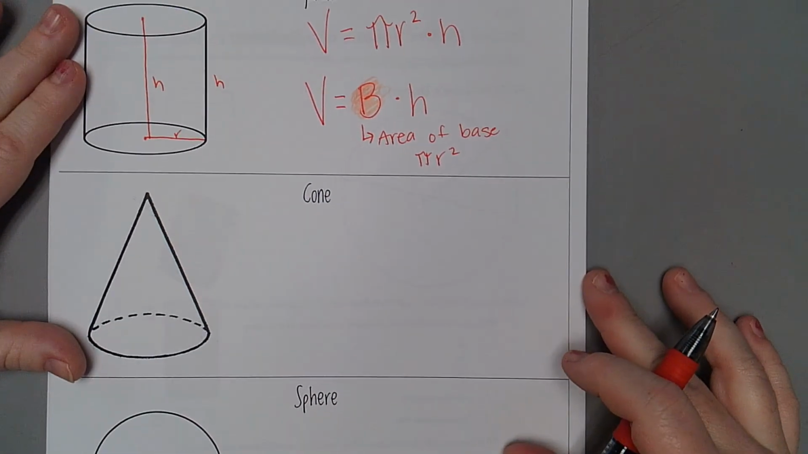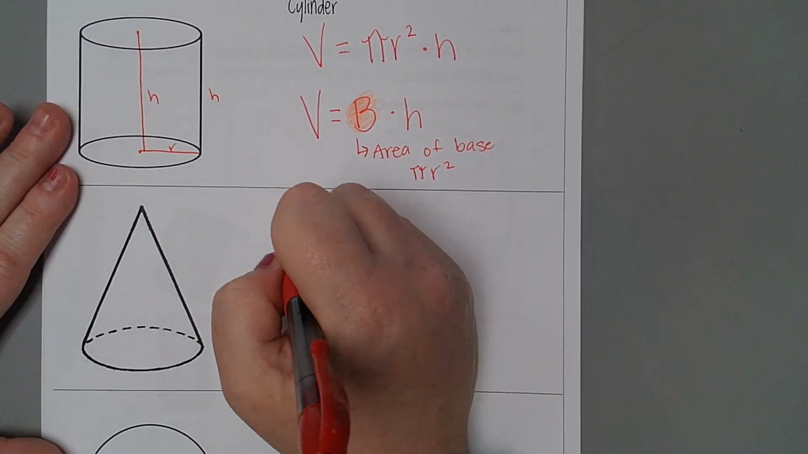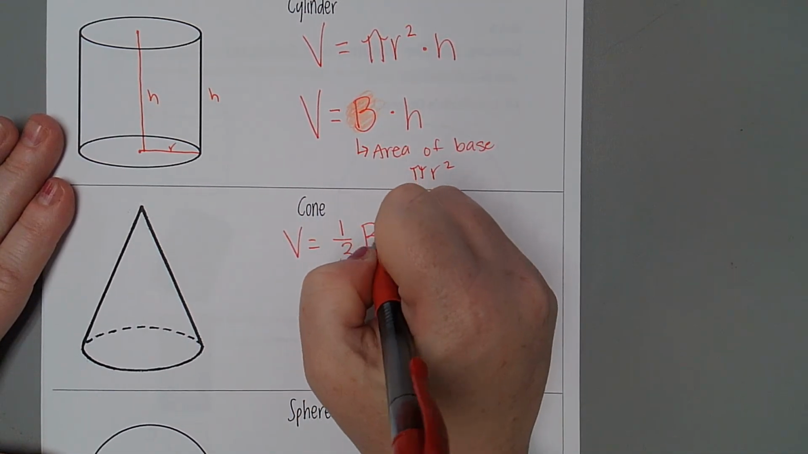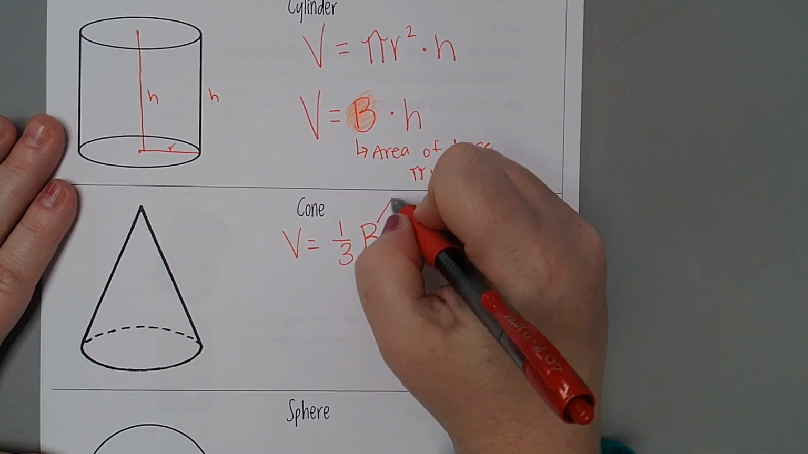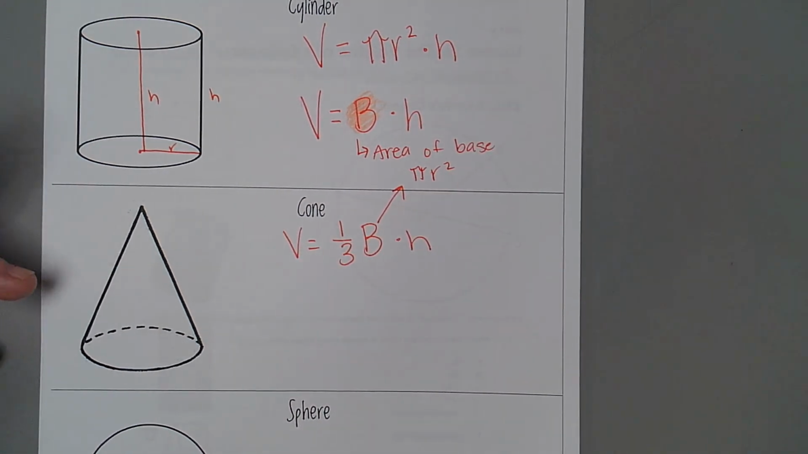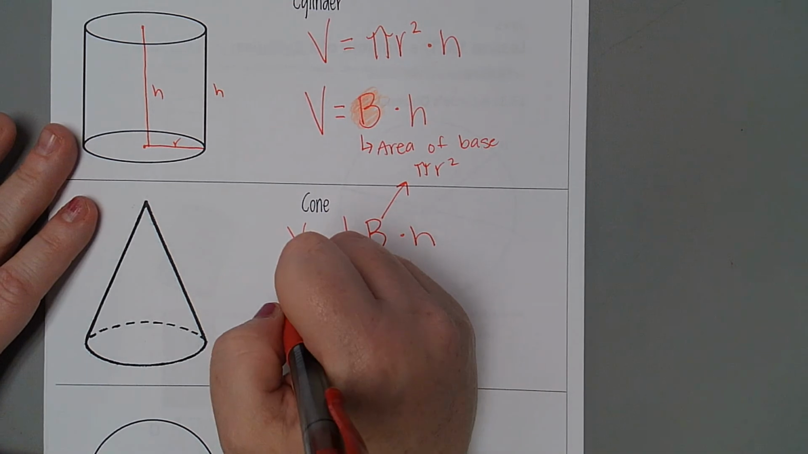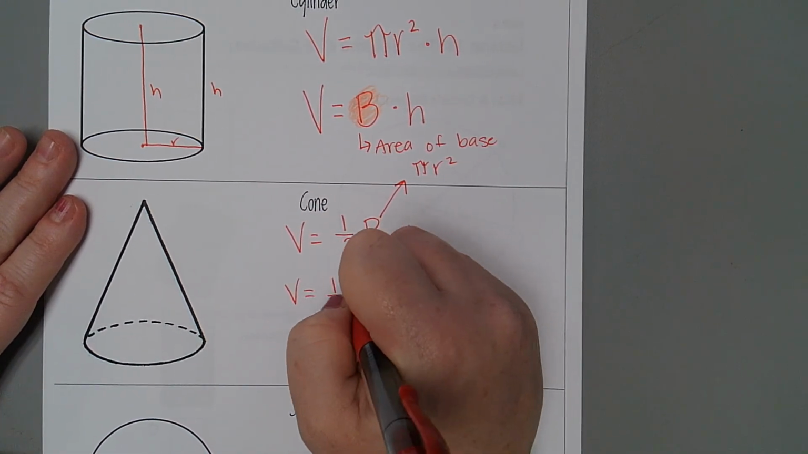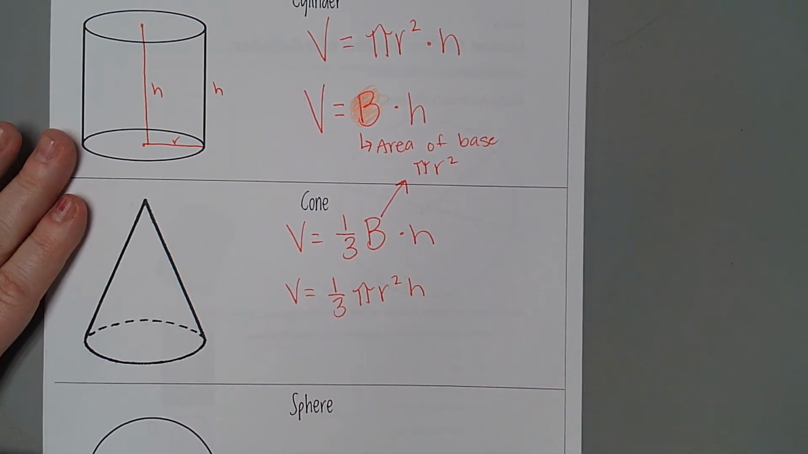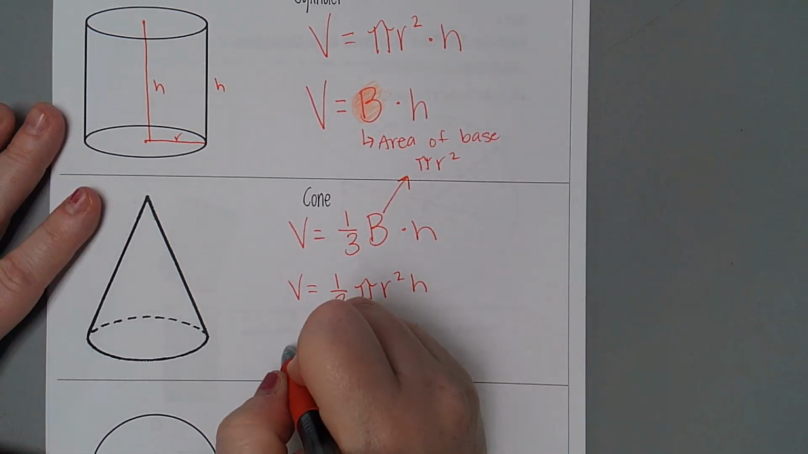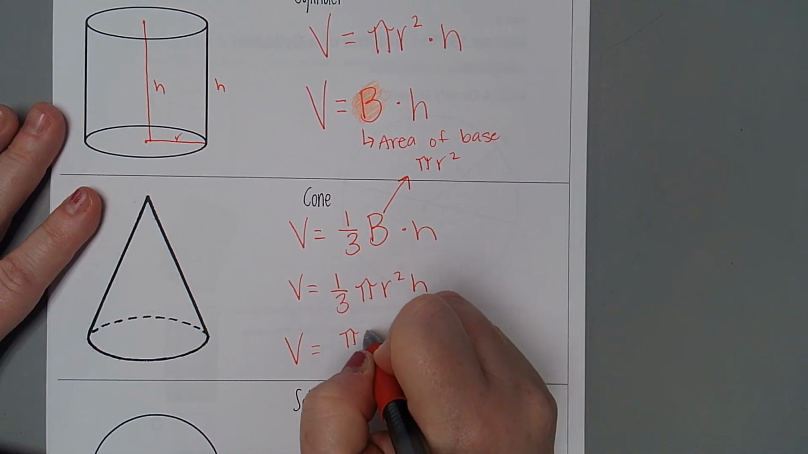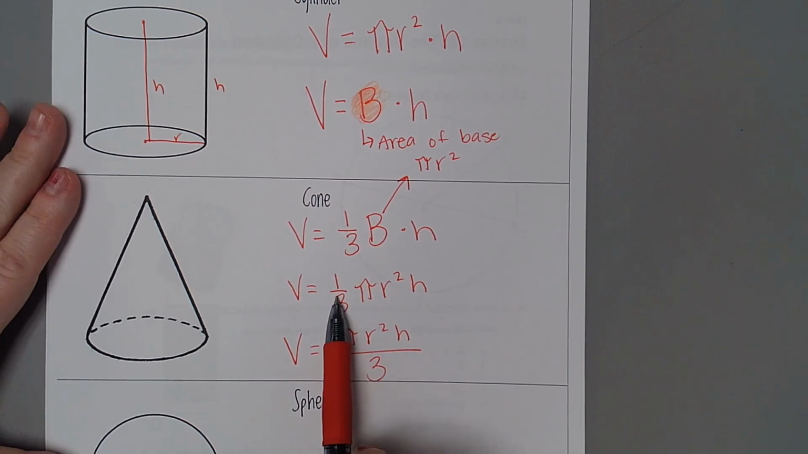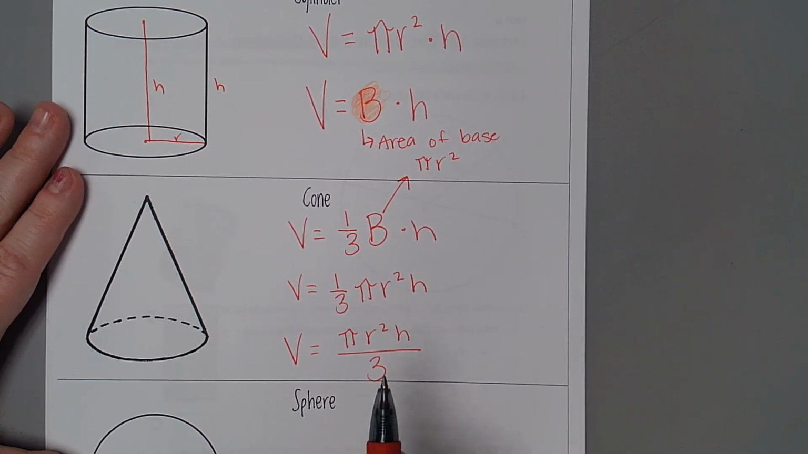A cone, there's a couple different ways. You might see it as 1/3 base times height. Again, base is the area of your base, which is pi r squared. You might see it as 1/3 pi r squared times h. These are all the same, or you might see it as pi r squared times h all divided by 3. Multiplying by 1/3 and dividing by 3 are the same thing.